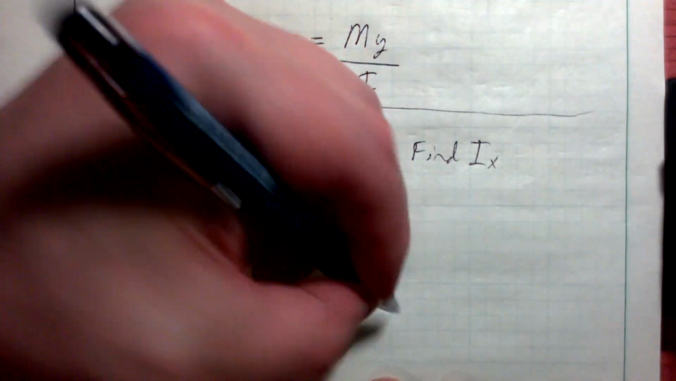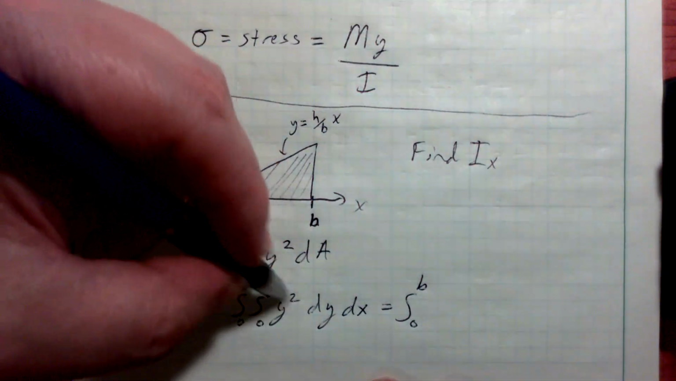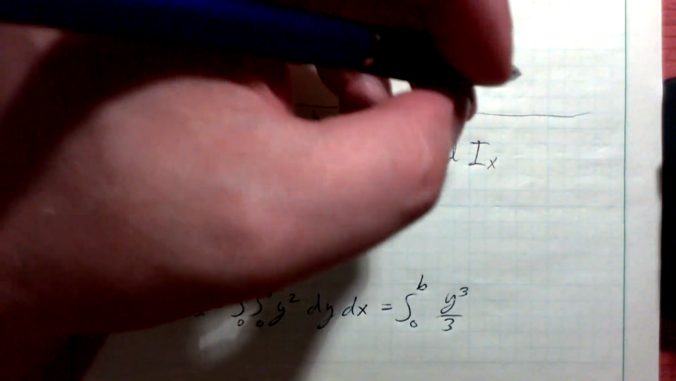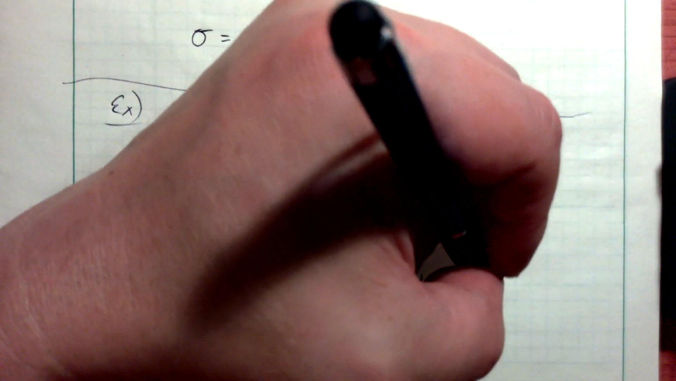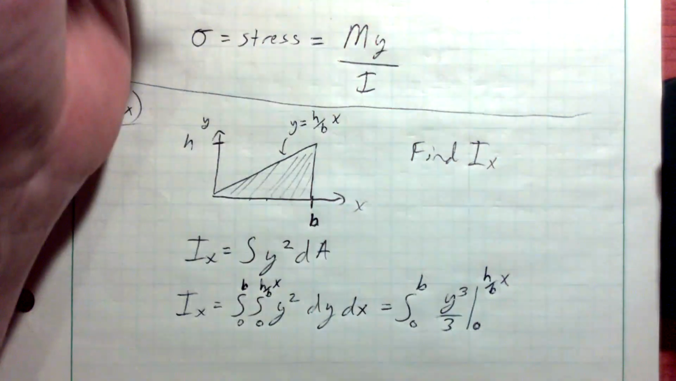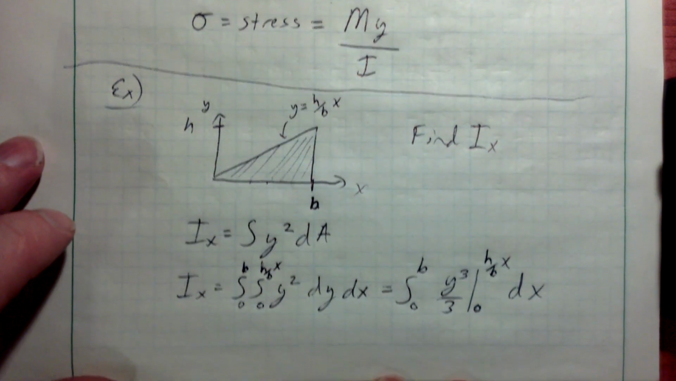And then I just go ahead and compute these. So I'm integrating y squared with respect to y. I'm going to leave the outside integral alone, integral from 0 to b. We're going to evaluate the inside integral. I'm integrating y squared with respect to y, so I'm going to end up with y cubed over 3. And I'm going to perform that along the interval from 0 to h over b times x. And then I need to integrate the result of that with respect to x.